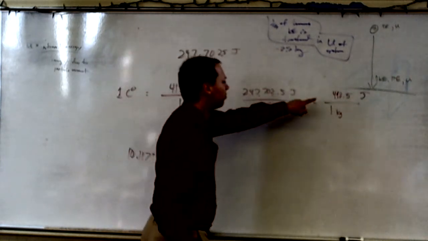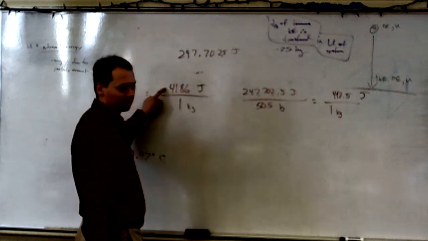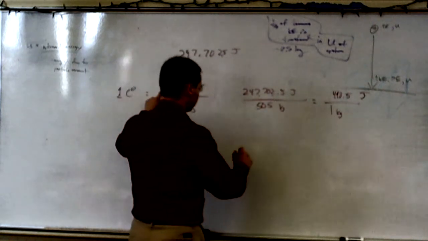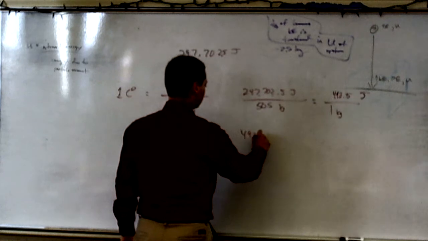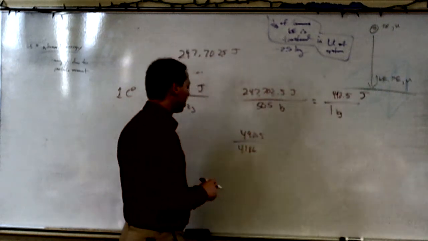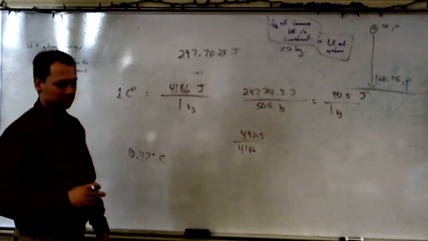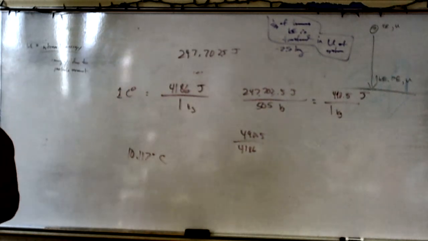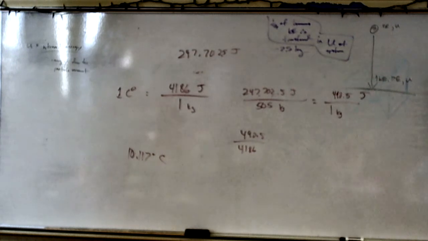So, AJ, you have 490.5 out of 4186. It's a fraction. You raised the temperature of the water 490.5 over 4186, so you're just making that fraction make sense. In other words, roughly 1/10 of a degree.